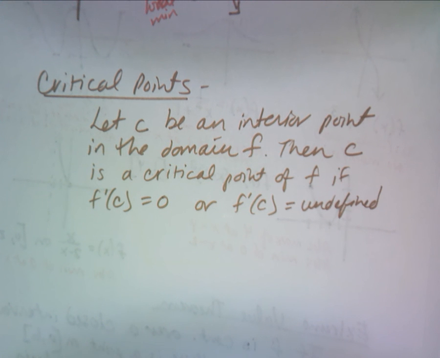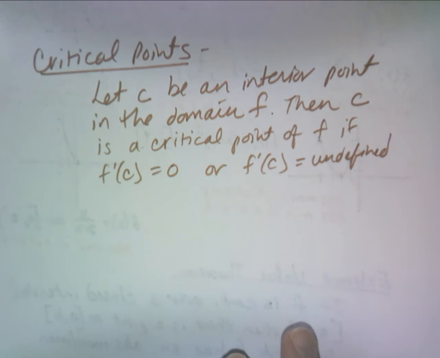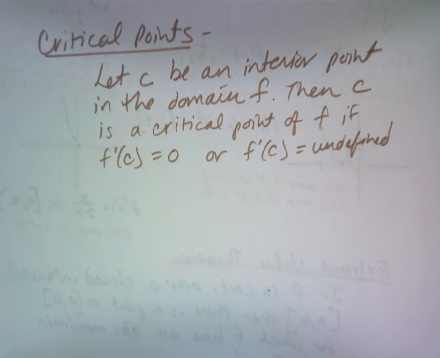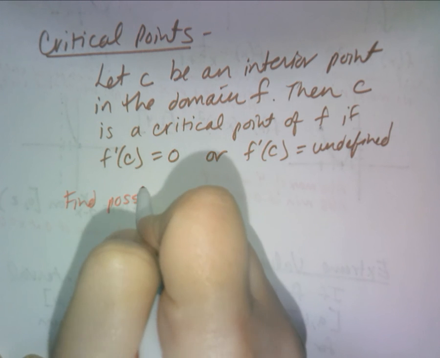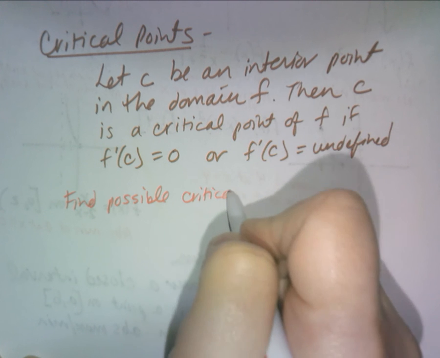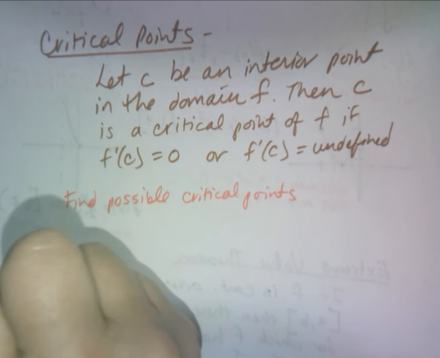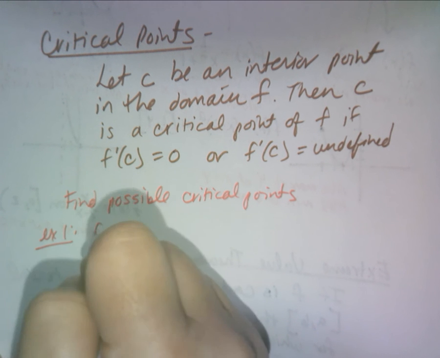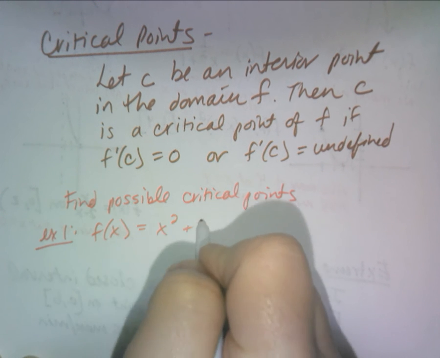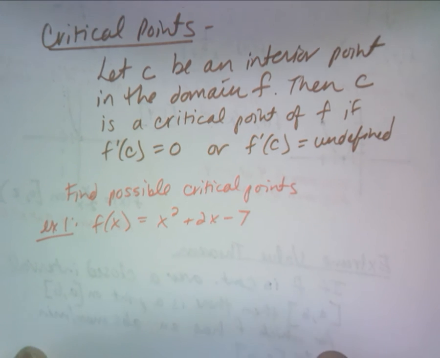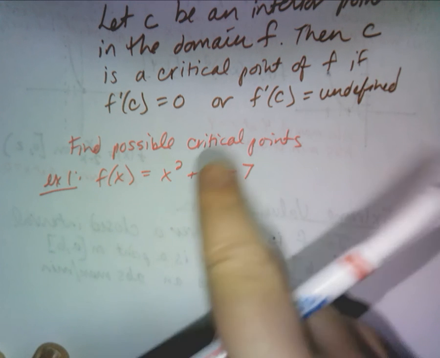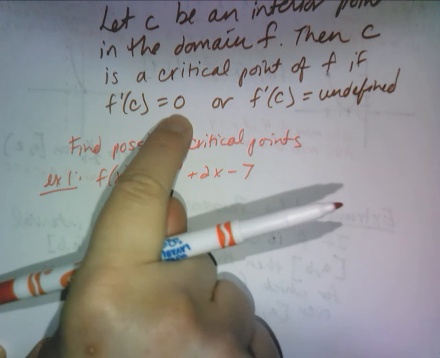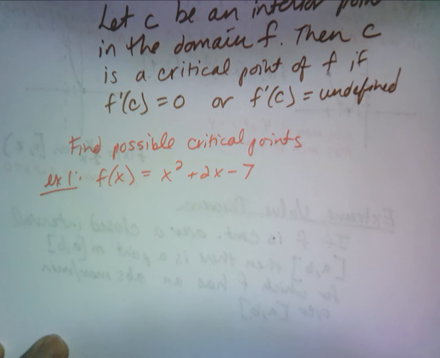Okay? So here's what you'll be doing. Again, not for tonight's homework, but you'll be doing this as part of tomorrow night's homework. You'll be finding possible critical points. That's what the directions will say. And they will give you a function. And it's really quite simple, as the definition told us to do. I take a derivative, I set it equal to 0. That's my critical point, possibly. Maybe it's not, maybe it is. We're going to find out, okay?